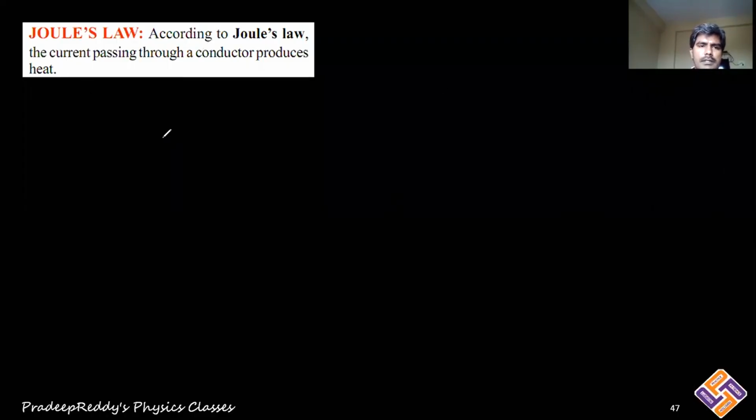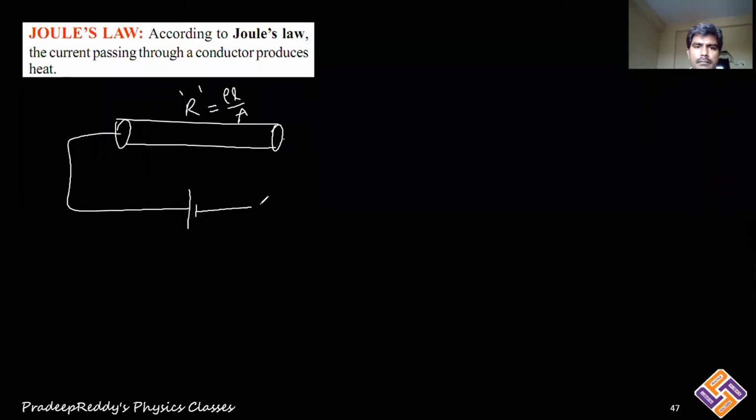Now let us learn Joule's law. As we already know, you are taking a conducting wire, and this conducting wire has some resistance R, which is equal to rho L divided by A. And you are connecting this to a battery of potential V volt. Some current flows through this circuit. Same current will be flowing through this also, I.